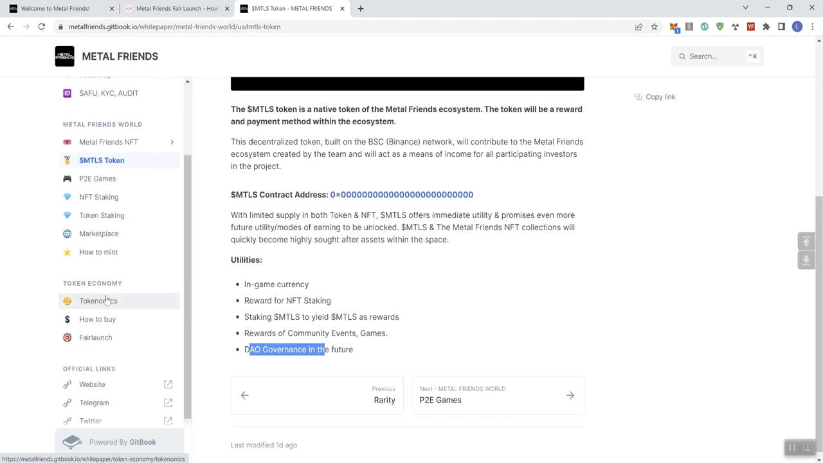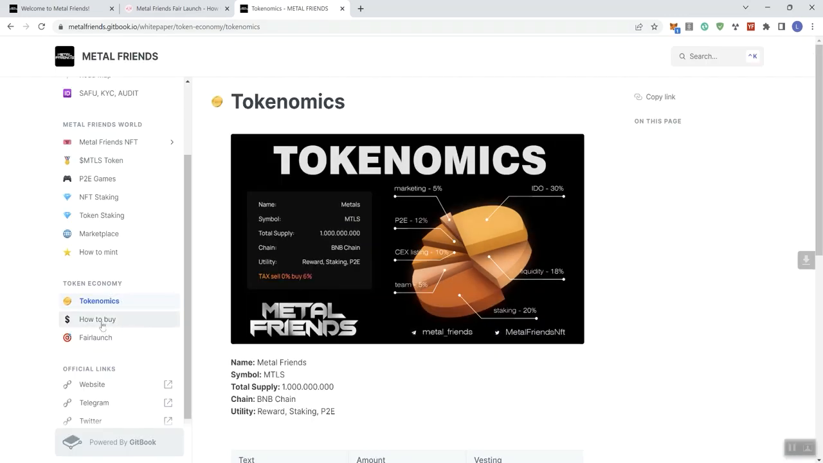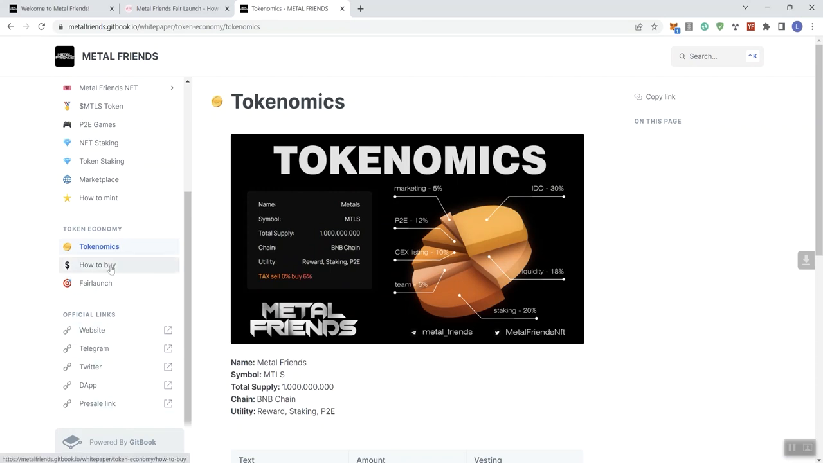And then let's see here, tokenomics. So they've got an image here, and we can see what's going to what. 5% to marketing, 12% to P2E, 10% to centralized exchange listing, 5% to the team, 20% to staking, 18% to liquidity, and 30% to the IDO. We can see the total supply here is 1 billion tokens. So that takes care of it on the image here. And they give you some socials here as well.